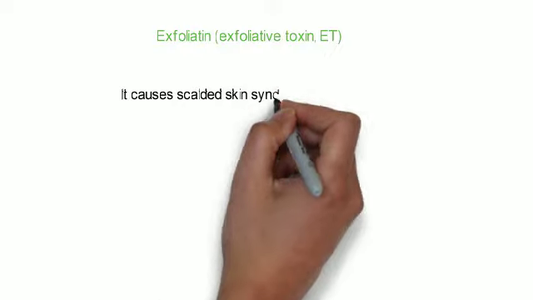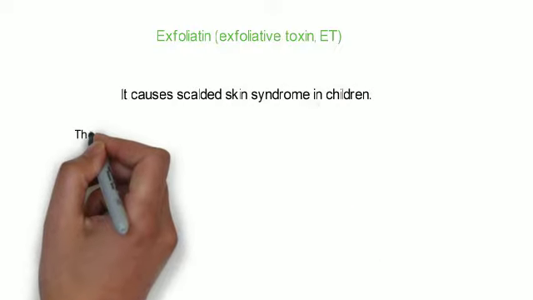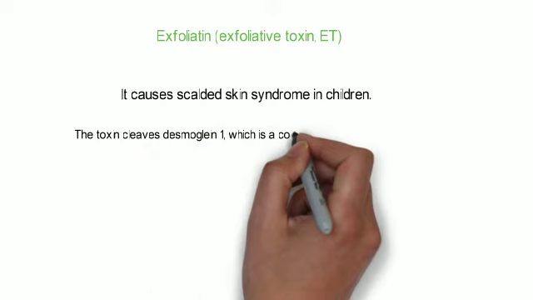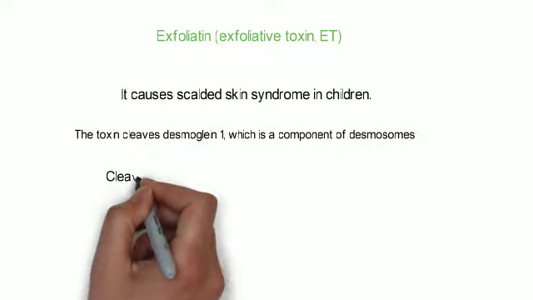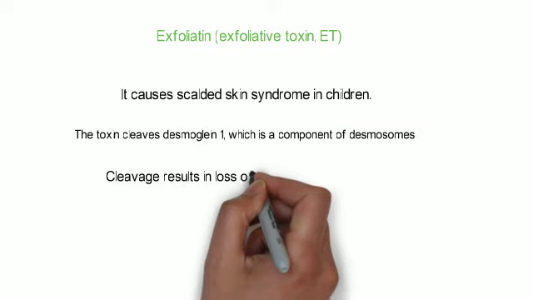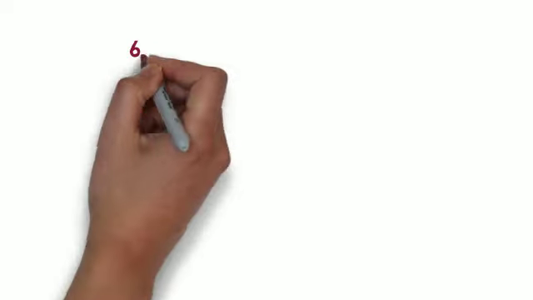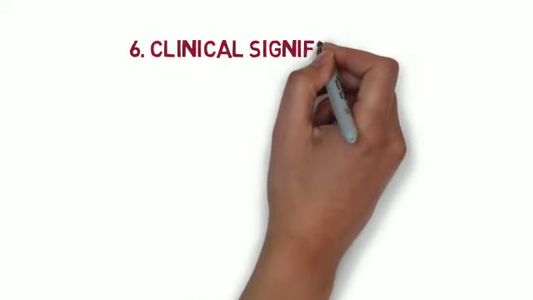Exfoliatin, exfoliative toxin, ET, is also a superantigen. It causes scalded skin syndrome in children. The toxin cleaves desmoglein 1, which is a component of desmosomes. Cleavage results in loss of the superficial skin layer.